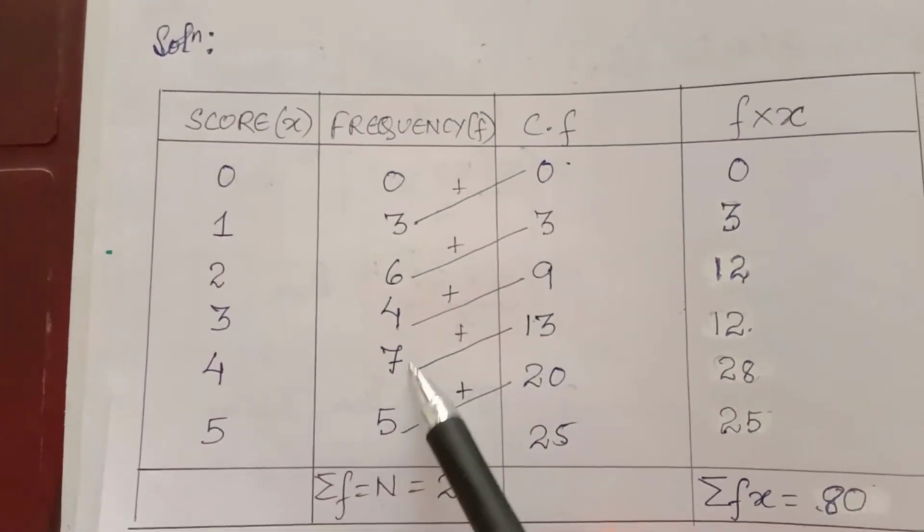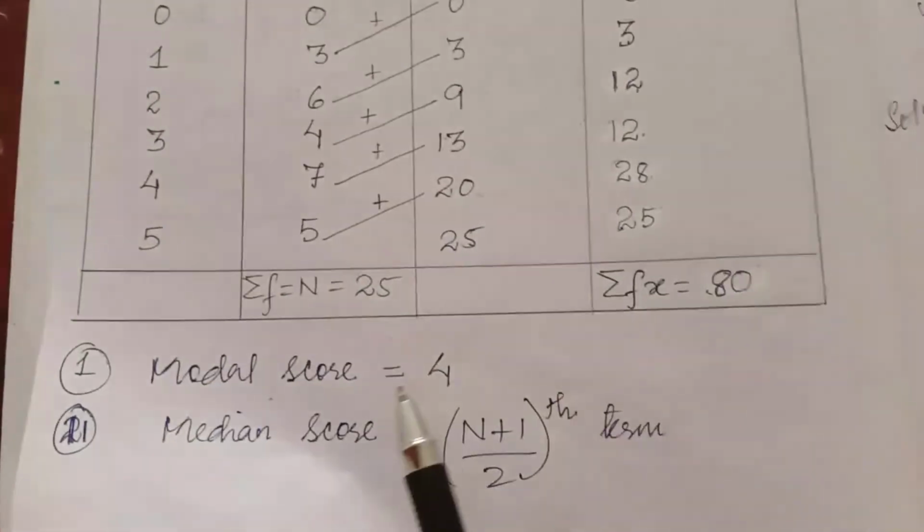Now modal score. I have told you that mode means your maximum frequency. So your maximum frequency is 7, so the answer is 4. So the modal score is 4.